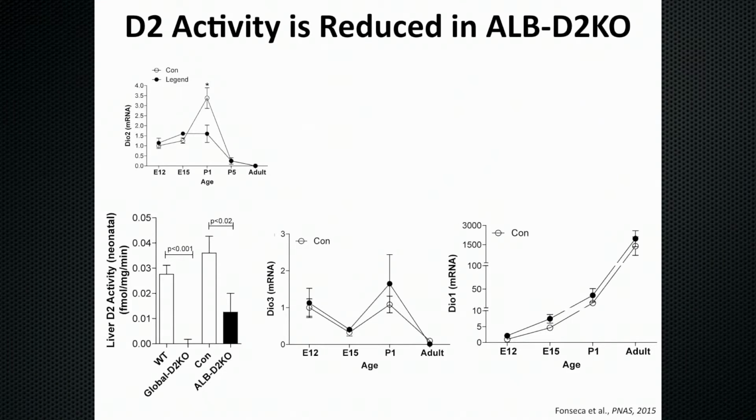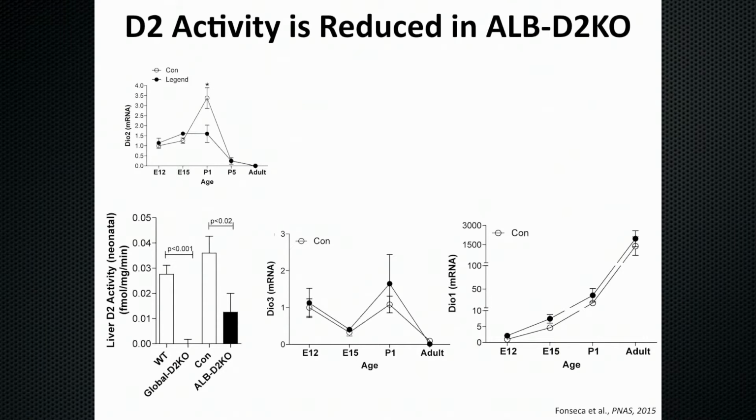But now, if you start looking at the D2 activity in the albumin D2 knockout, you can see that it's about half that of the controls, maybe slightly less. But there is some detectable D2 activity still in these animals, especially compared to the global D2 knockout, which has 0 detectable D2 activity. And what this should mean to you is that in P1 liver, there is some other cell that's not the hepatocyte that has a little bit of D2 activity.